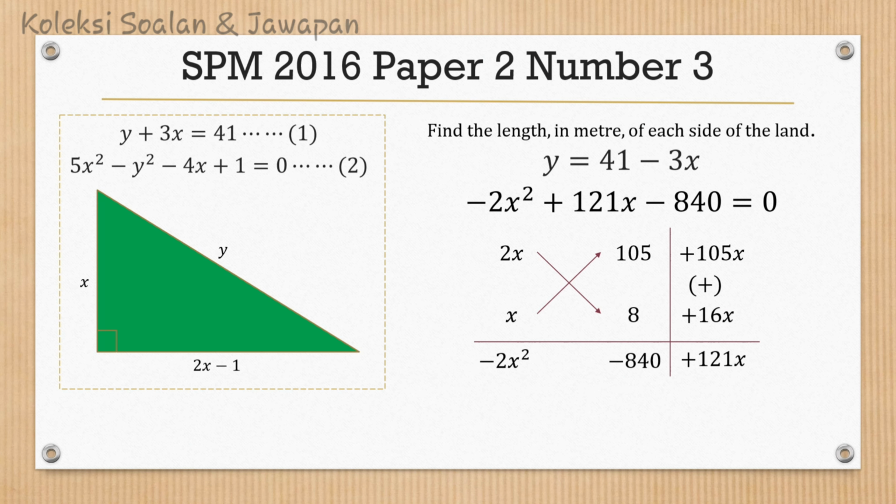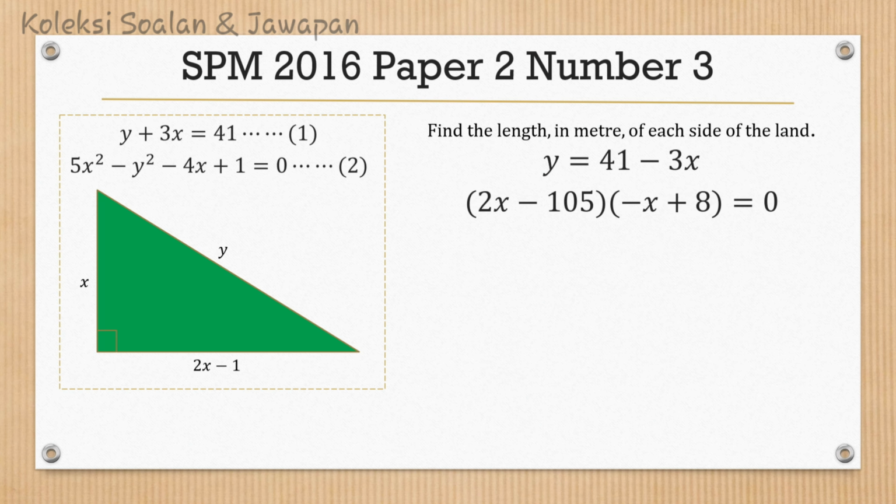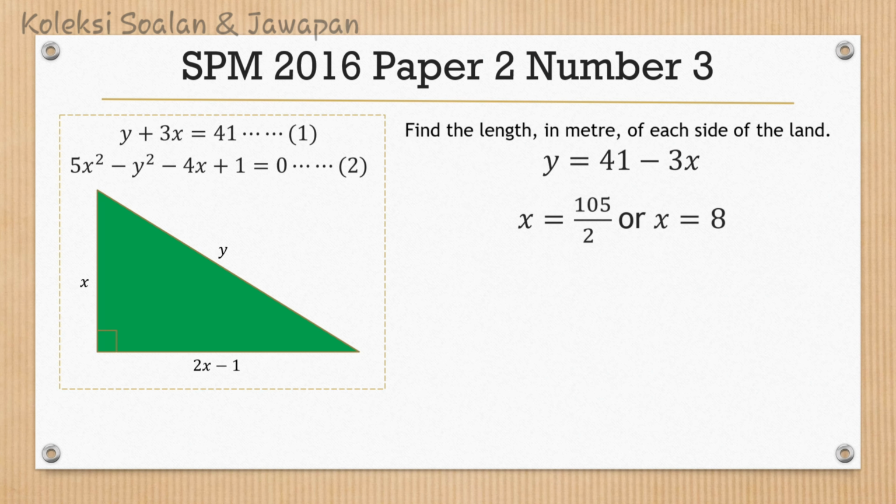Since we have negative signs at the first, we just need to put negative in one of the brackets here. So we choose negative x and also negative 105. So now the calculation here is complete. Then we take 2x minus 105 and negative x plus 8. So 2x minus 105 is 0, or negative x plus 8 is 0. So we just need to solve for x. We should get x is 105 over 2, or x equals 8.